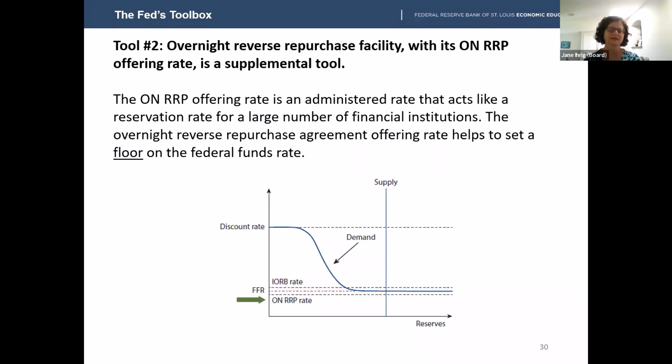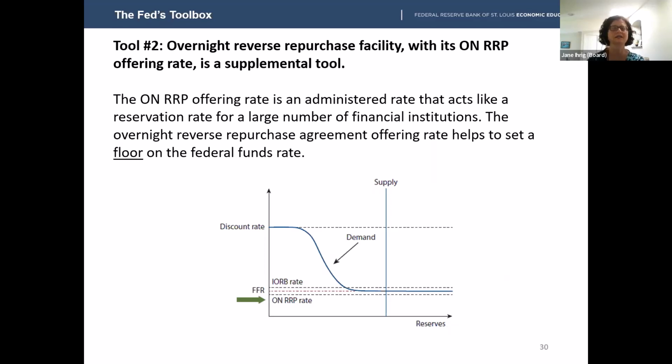And so just like the interest on reserve balance rate is offered to banks, the overnight RRP rate is offered to these non-bank large financial institutions. Money funds are a large player in this market. It works the exact same way that Scott mentioned for the interest on reserve balance rate.